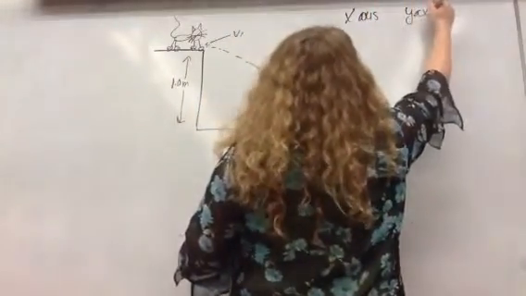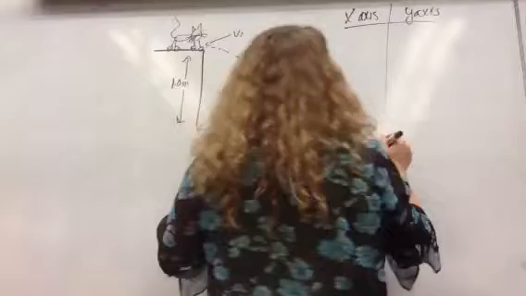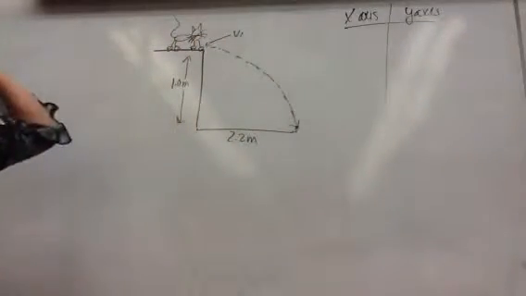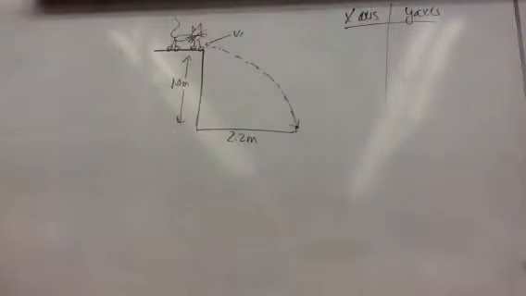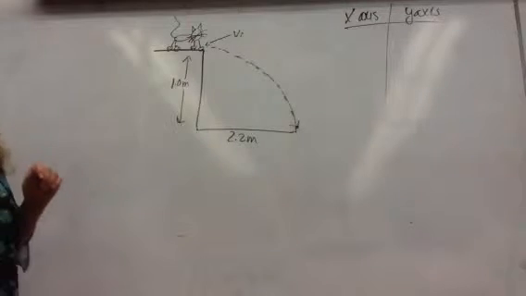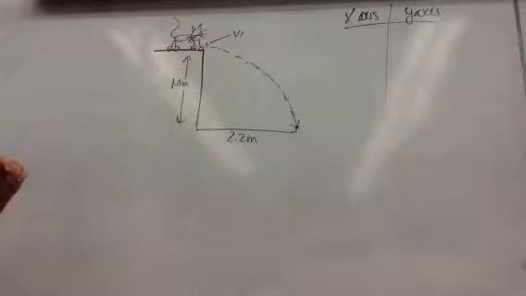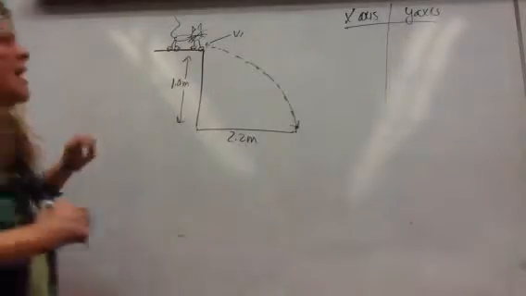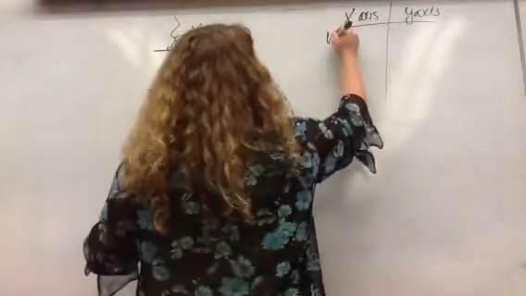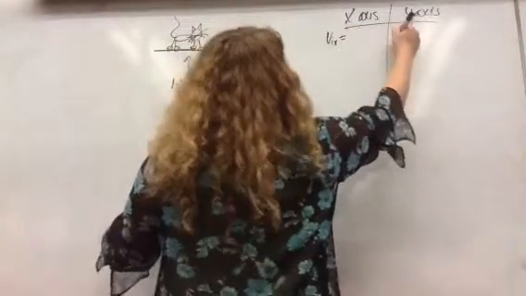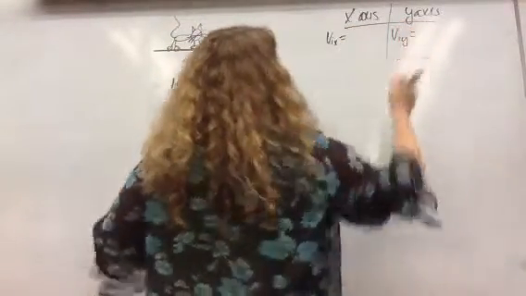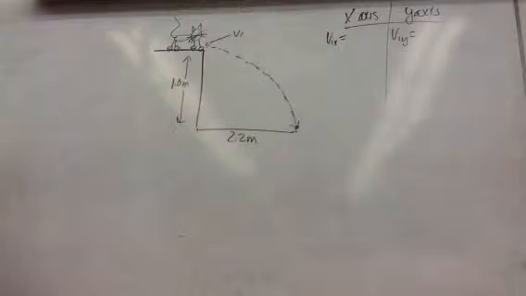So, x-axis, y-axis. Always break up your variables. Are those visible on the screen? Yes. Okay, all right. So on the x-axis, we have some initial velocity. We'll look at initial velocity on the y also.